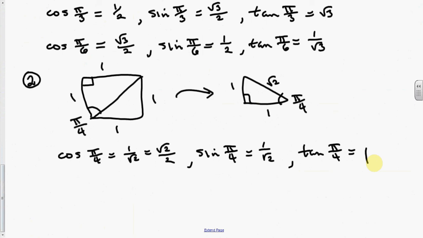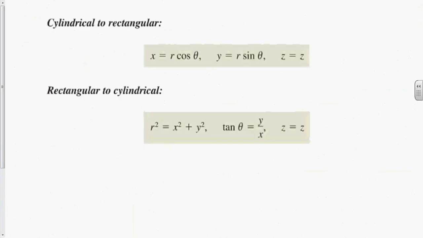So let's see, as we move on, we talked about here x equal to r cosine theta for the cylindrical coordinates, y equal to r sine theta. Tangent theta is y over x. And then r squared equal to x squared plus y squared, just right from the Pythagorean theorem. And so we have that.